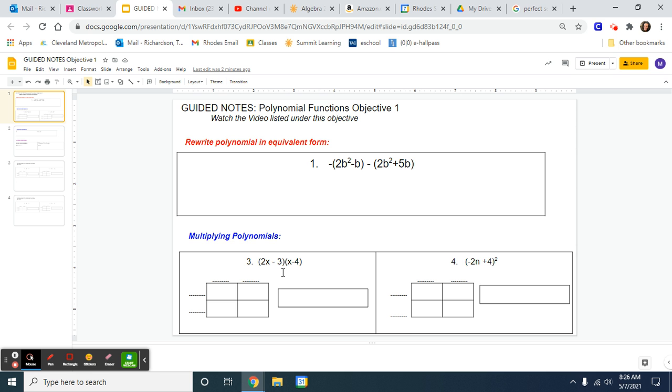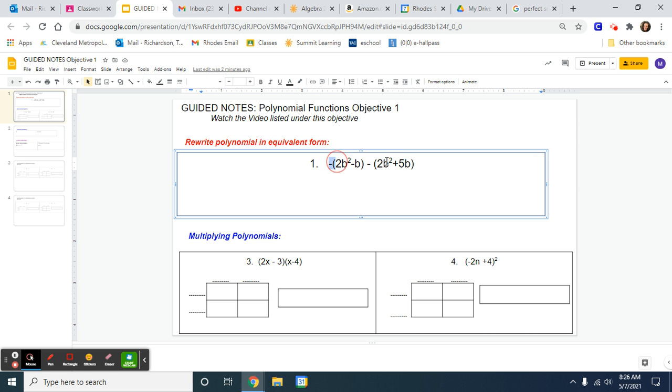So when we say rewriting polynomials, what we're really doing here is combining like terms. So hopefully you've encountered that in a math class before. And when I say like terms, it means you can only put together terms that have the same variable, which is a letter, and the same exponent, okay? So in this problem, we're going to combine things that are like terms.